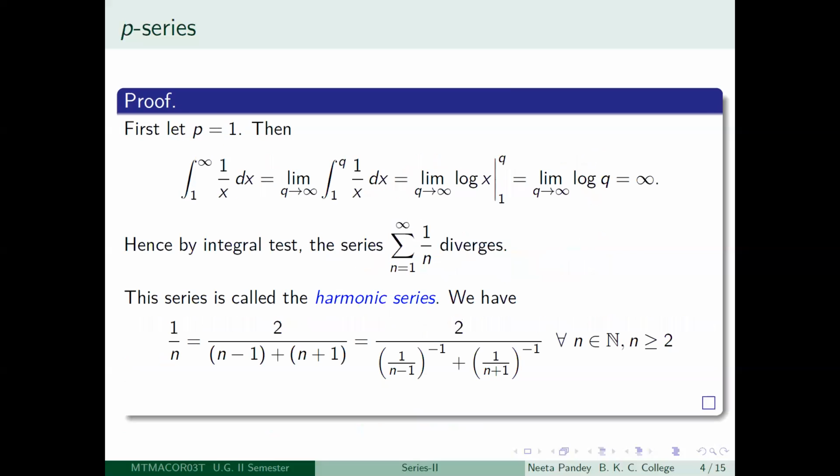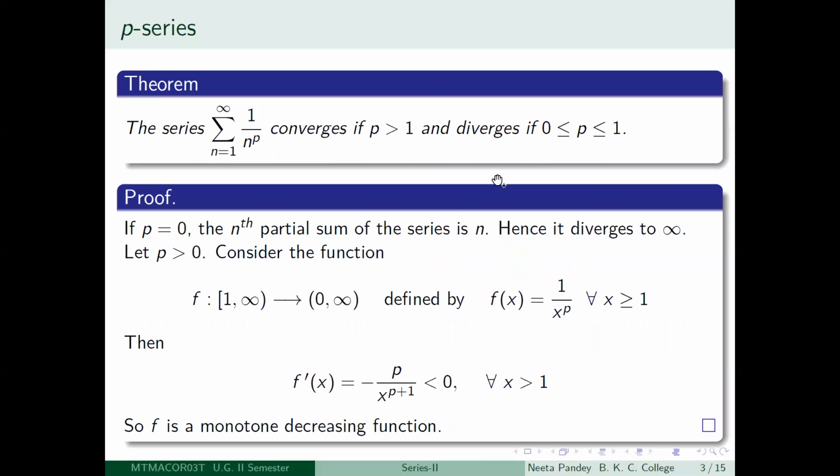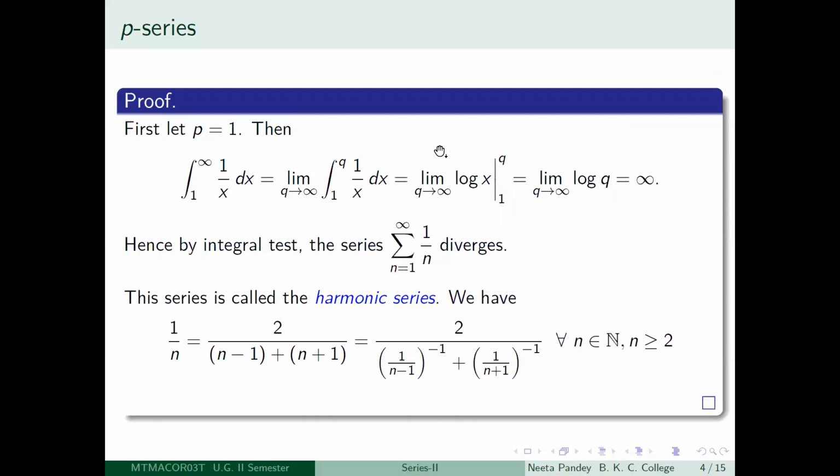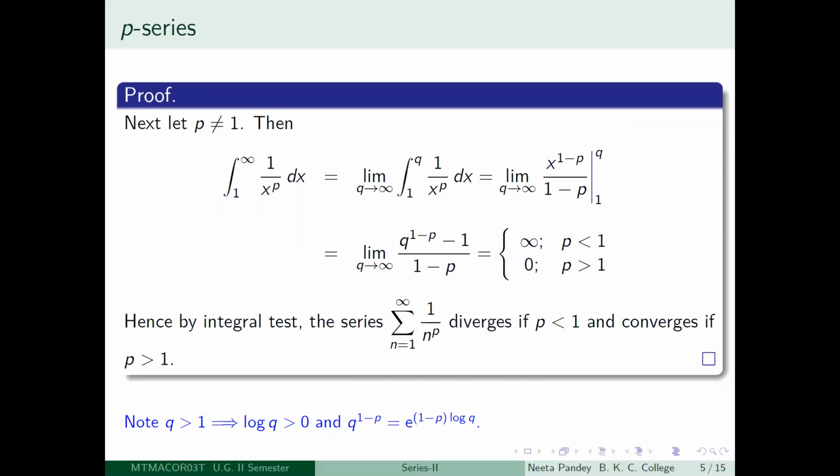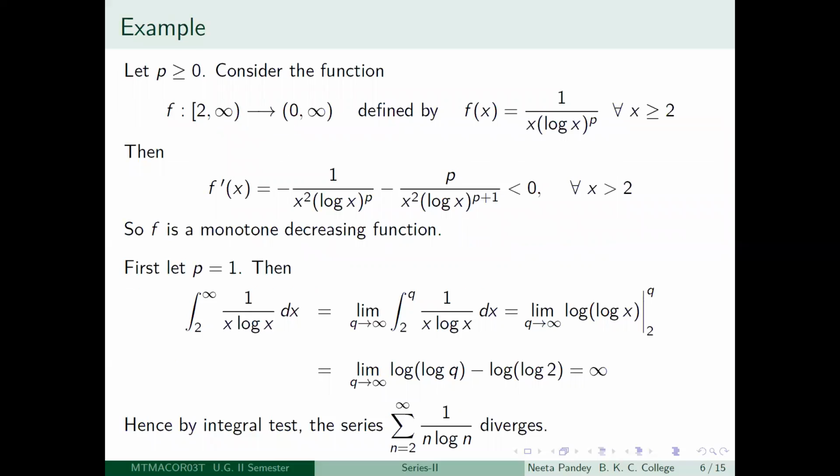So, for the range of values of p which we had fixed, we get that the p series diverges if 0 is less than or equal to p less than or equal to 1 and converges if p is greater than 1. This is what we have proved. Okay, so let us look at one more example which will be useful for us.